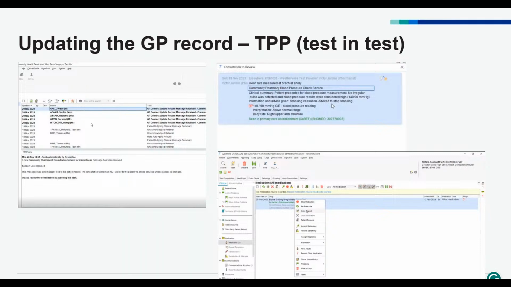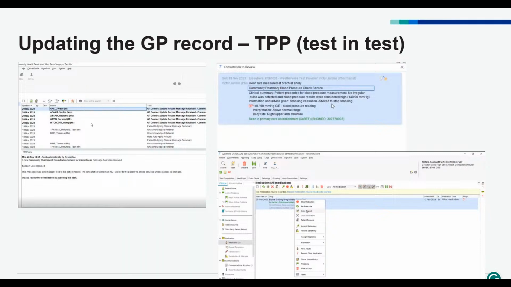It does say send unrecognized there, but that will pull the pharmacy details through. This is just test data, so the pharmacy wasn't registered in ODS. And then, as you can see on the right hand side, the details come through. Things like blood pressure observations are fully recorded, so will contribute to the practice QOF indicators.